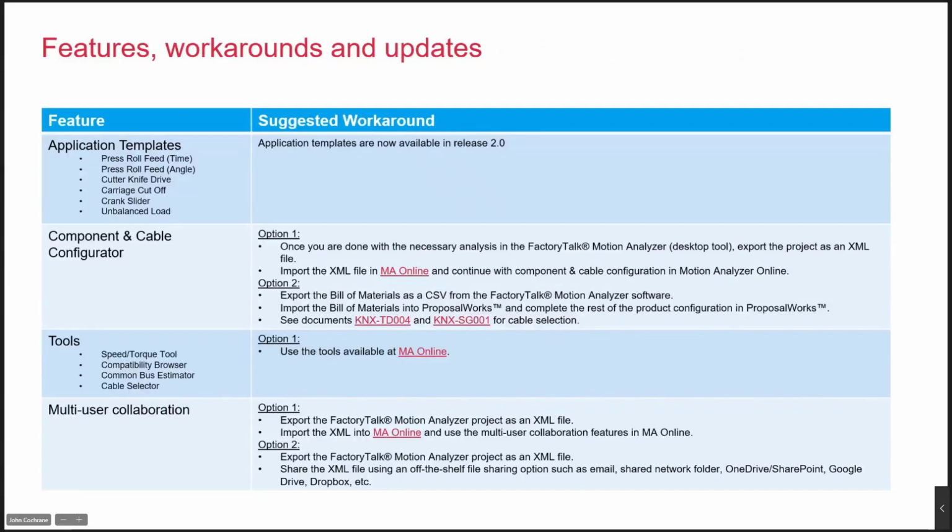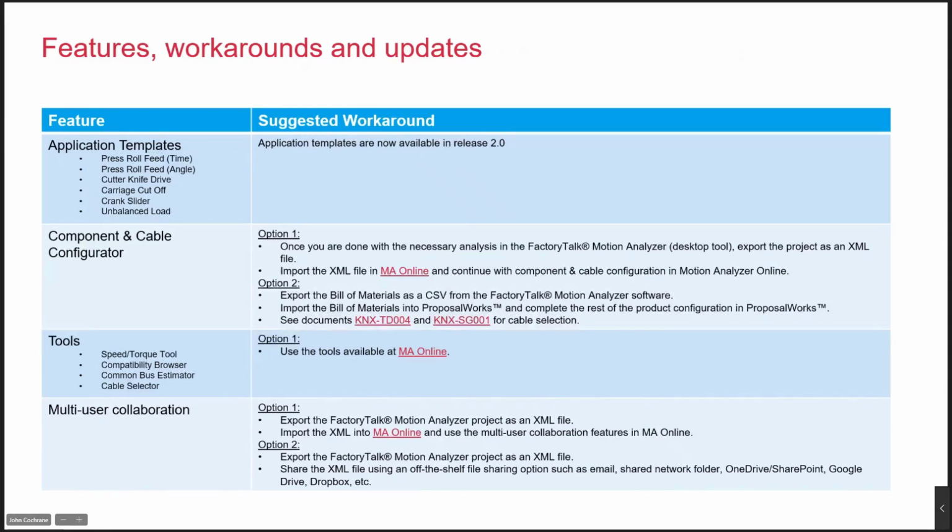For those people that maybe are used to using the online tool, there are some similarities here. The application templates are available now in 2.0. The component and cable configurator, that is not available yet in 2.0. So what we can do is export the XML file, is what they're showing here, and then we can actually import that into the online version that has the component and cable configurator.